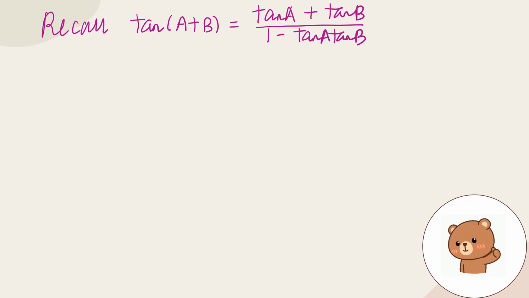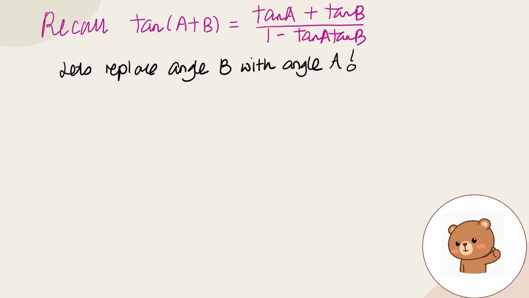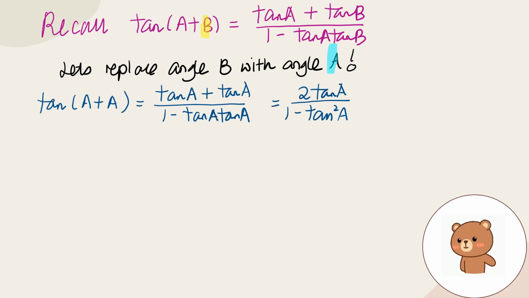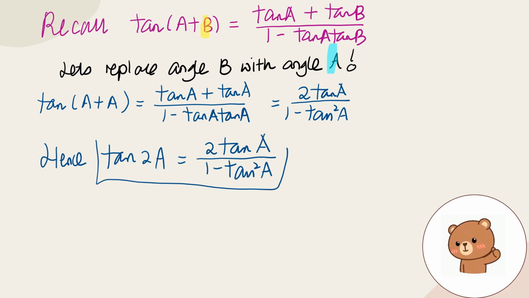Right, so we're going to do the same to derive the double angle formula for tangent 2A. We start off by writing the addition formula for tangent. We do the same step as before, replace angle B with angle A, so we will get tangent 2A on the left hand side. And on the right hand side, you get 2 tangent A over 1 minus tangent squared A. So this is how we actually derive the double angle formula using the concepts of the addition formula.